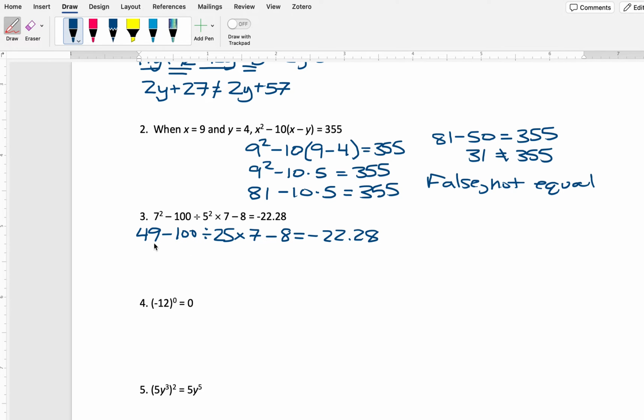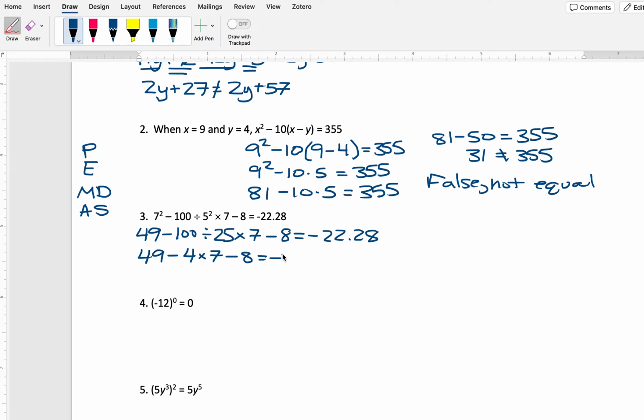Well, let's see. Now we have to do multiplication and division before addition and subtraction. You might remember seeing something like this: parentheses, exponents, multiply, divide, add, subtract. That's the order that we need to go in when we're simplifying expressions. So before I do this subtraction here, I'm going to do 100 divided by 25 first. I know 100 divided by 25 is 4, quarters in a dollar, so that's 4 times 7 minus 8.